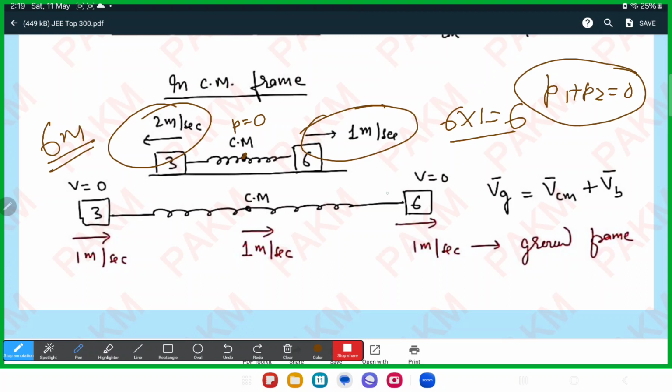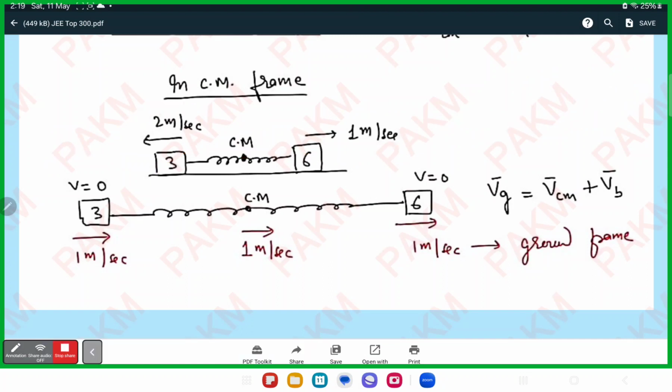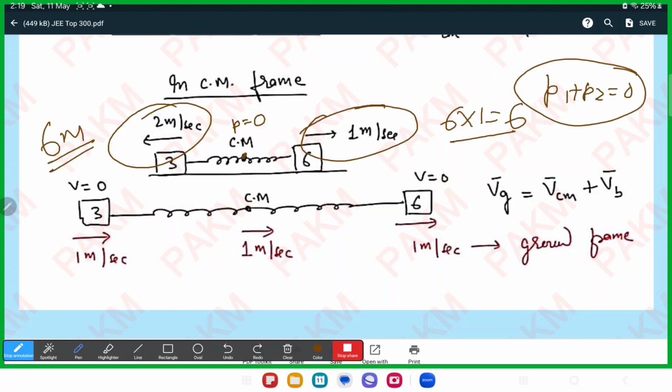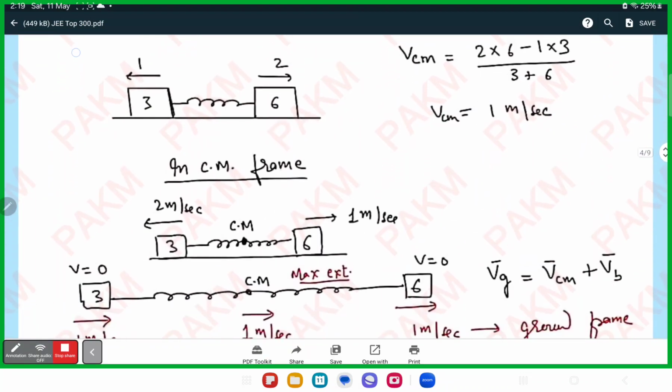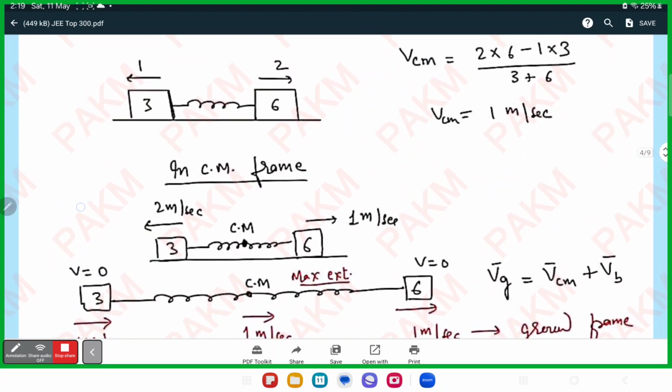What is the center of mass momentum? If it is 0, then both blocks will adjust their velocities in such a way that the total momentum will be 0. So I hope you have got this point. Now we have to calculate the minimum and maximum. Now this point is important. I told you already. Now this point is important here.